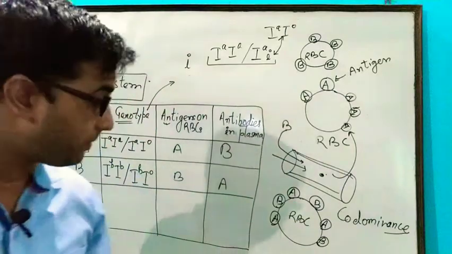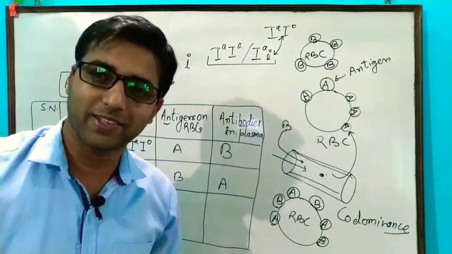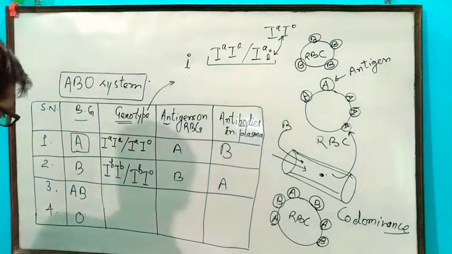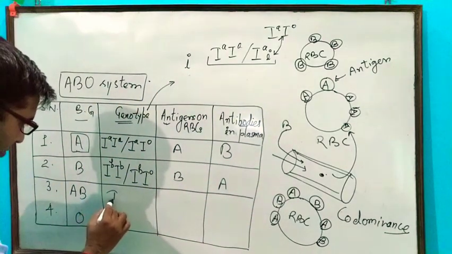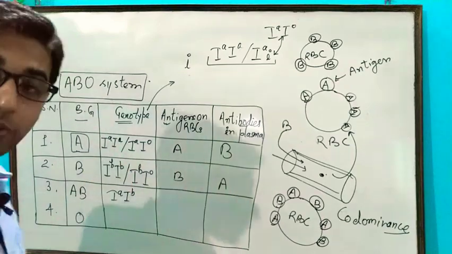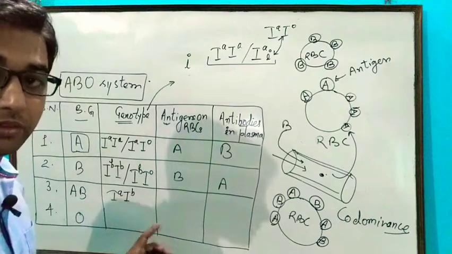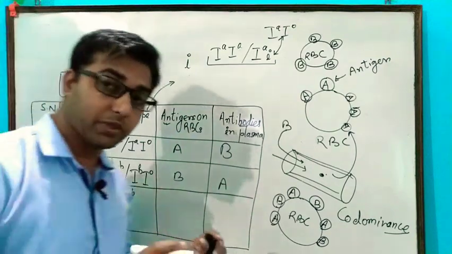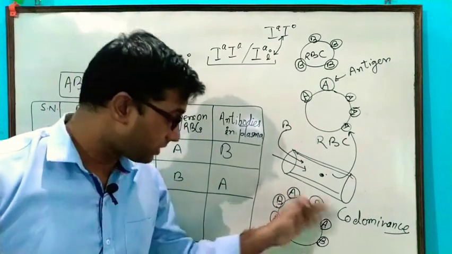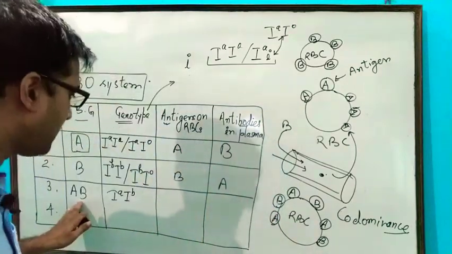So, blood groups show the phenomenon of codominance. Is it clear? The blood group AB has the genotype IA IB and nothing else. These are codominant. Both A and B express very well on the surface, and the blood group becomes AB.